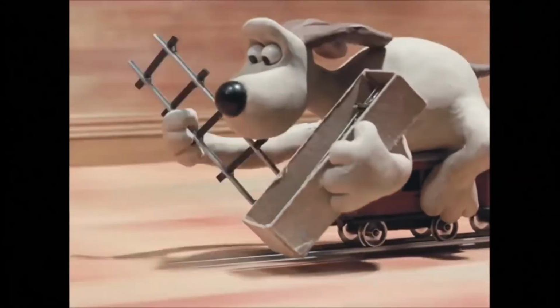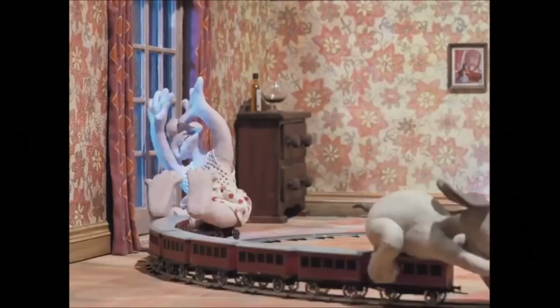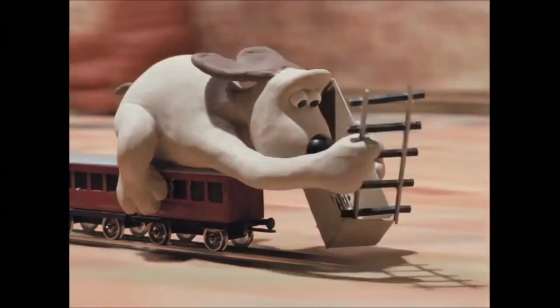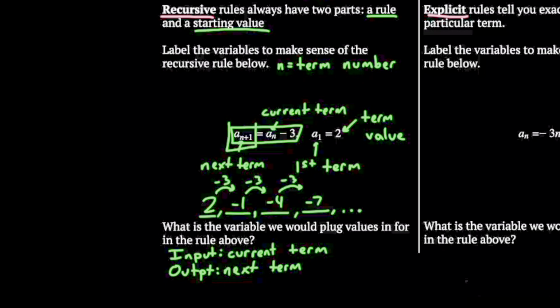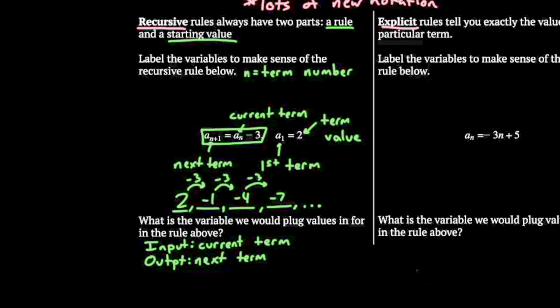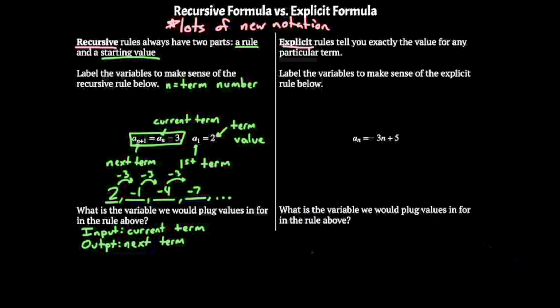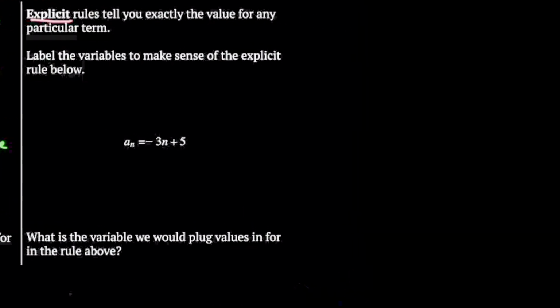Recursive rules kind of remind me of like following a train down a track, but you're placing one piece of train track down at a time to reach the final destination. So it's not really efficient. Like if I wanted to know the 50th term, I wouldn't be able to find that unless I knew the 49th term. And I wouldn't be able to find that unless I knew the 48th term. So it's just one piece at a time. It's really inefficient. Whereas the explicit rules tell you exactly the value of whatever term you're looking for.